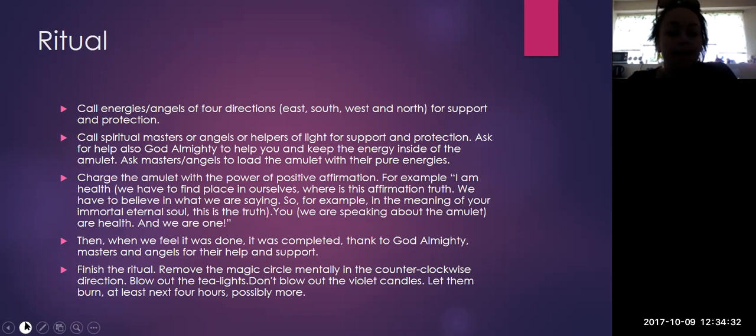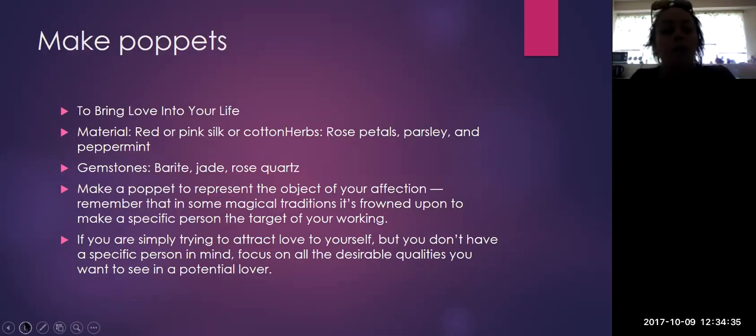So today, as we close and finish, we're making poppets. This is for a loved one, so you get your materials: red, pink silk, cotton, herbs, rose petals, parsley or peppermint. You get your gemstones, and you make a poppet to represent the object of your affection. And remember that in some magical traditions, it's frowned upon to make a specific person the target of your working. So if you're simply trying to attract love for yourself, but you don't have a specific person in mind, focus on the desirable qualities you want to see in a potential lover, okay?